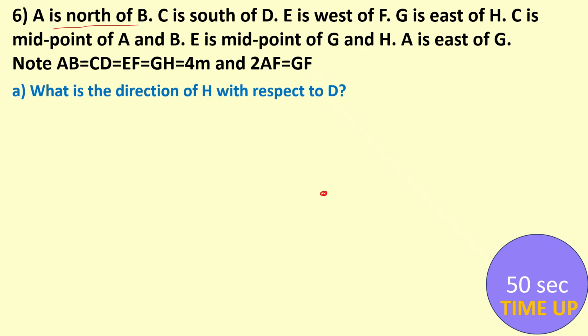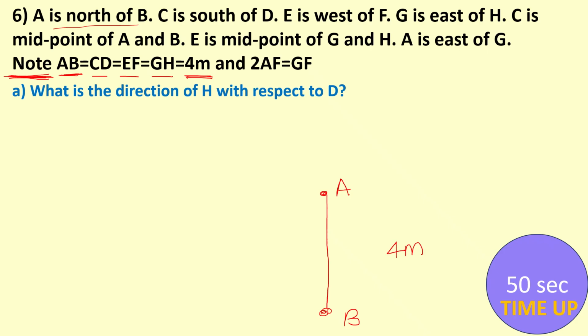So here is your A, correct, and B. But they have not given you the distance. How will you find out the distance? See, they have mentioned the note here. This is the twist in the question. Note they have mentioned what? That AB is equal to CD is equal to EF is equal to GH will be of 4 meter. So AB distance will be of 4 meter. So now B is here and it is of 4 meter they have given.